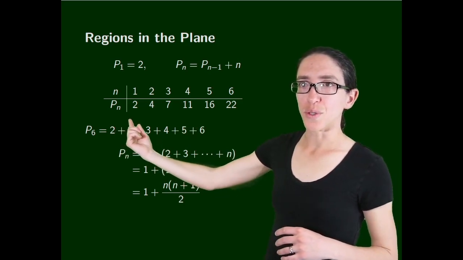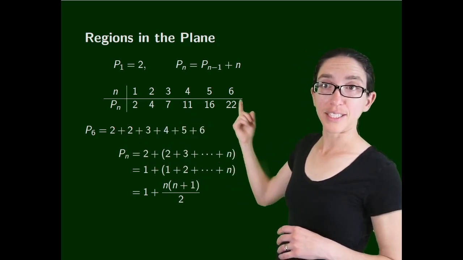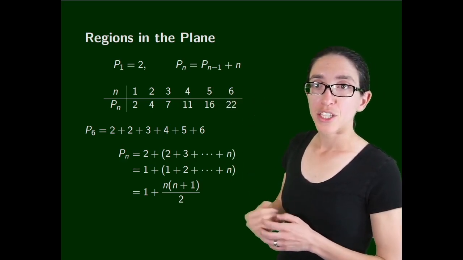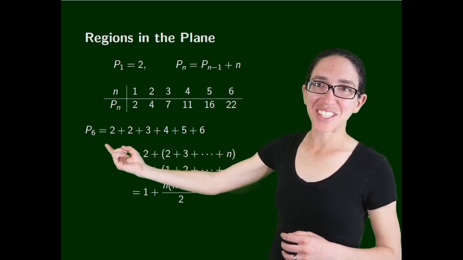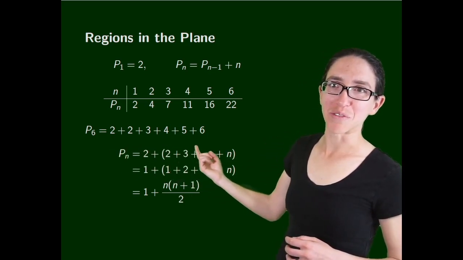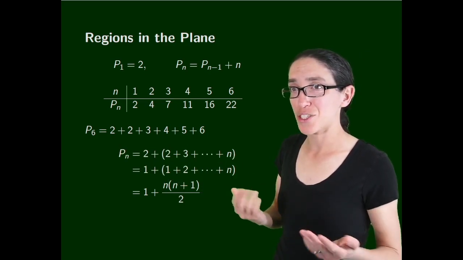Well, we start at 2 and we add 2, and then we add 3, and then we add 4, and then we add 5, and then we add 6 by the definition of the recursion. So we actually could just write that out and say p sub 6 is 2 plus 2 plus 3 plus 4 plus 5 plus 6, which is almost like 1 plus 2 plus 3 plus 4 plus 5 plus 6. It's just one off of that.